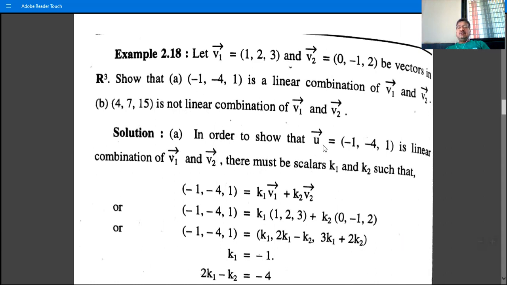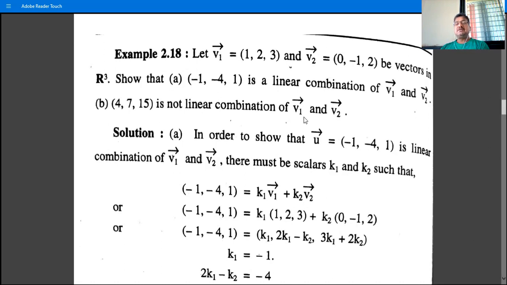So in order to express this vector as, suppose, U bar, and these two vectors are V1, V2. Take two scalars K1 and K2 such that U bar is equal to K1 V1 plus K2 V2. U bar is (-1, -4, 1), which is equal to K1 times V1, (1, 2, 3), plus K2 times V2, (0, -1, 2). So we have to express this vector U bar as a linear combination of V1 and V2, meaning we have to find the two scalars K1, K2.